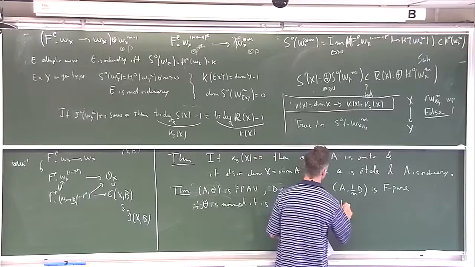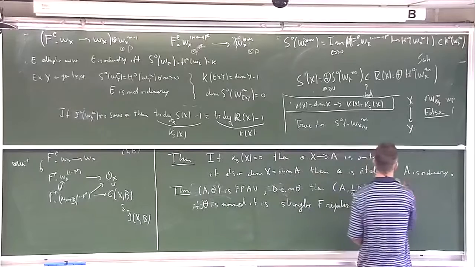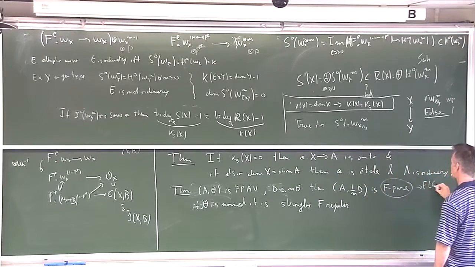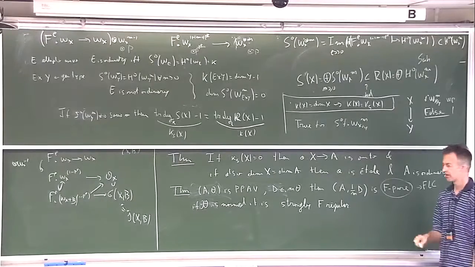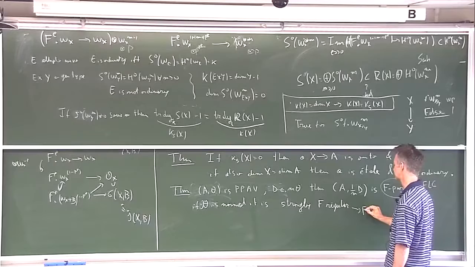So I haven't defined these notions. You should think of F pure as being the positive characteristic analog of log canonical, and you should think of strongly irregular as being the positive characteristic analog of Kawamata log terminal.